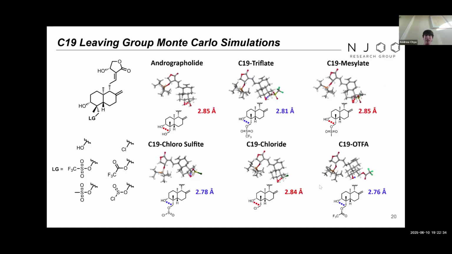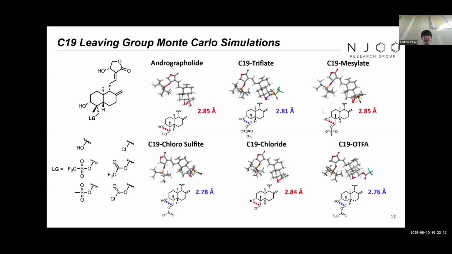Next, we were interested in mechanistically understanding why different leaving groups were better at forming the oxetane than others. So we did some DFT and Monte Carlo simulations. First, we took the andrographolide TIPS material with different C19 leaving groups attached and put it through Monte Carlo simulations to get the best low energy conformational structure where the C3 can perform an SN2 on the C19 carbon. Then we did further DFT optimization to get the lowest energy conformation.